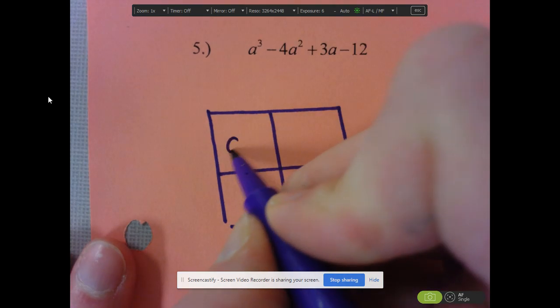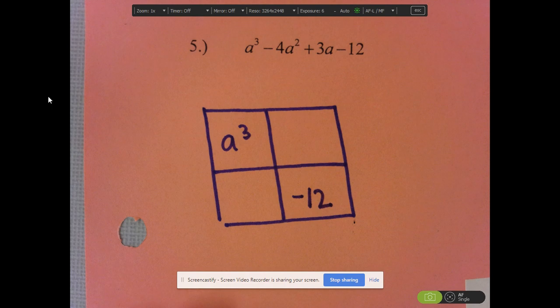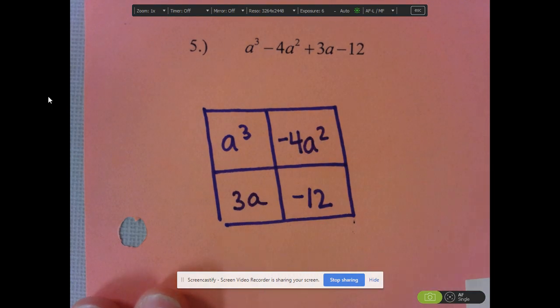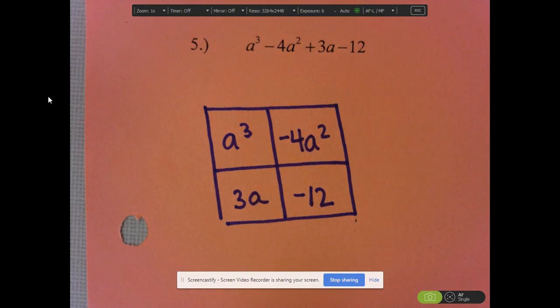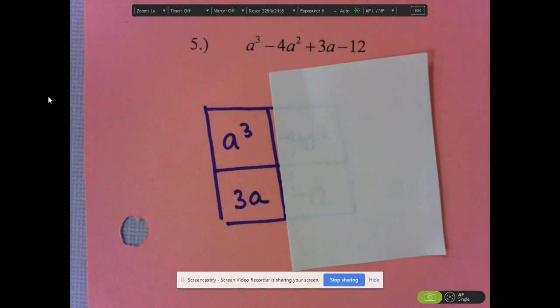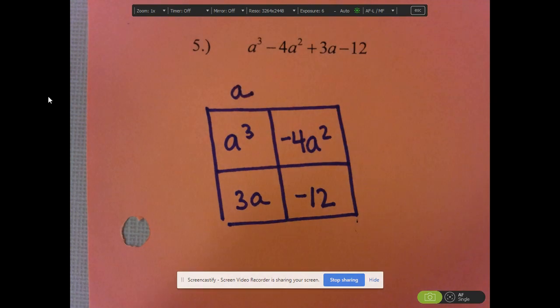All right, a cubed, your first term here, last term here. The other two terms can go wherever you like them to go on these two remaining spaces. Backwards box is just GCF, not once, not twice, but 4 times. Greatest common factor of this row right here, a. And it's positive because the a is positive.